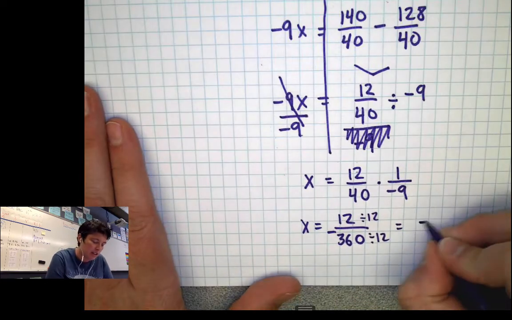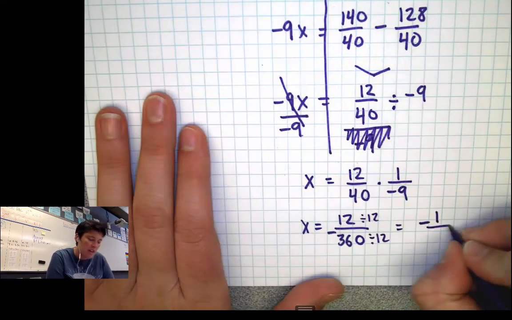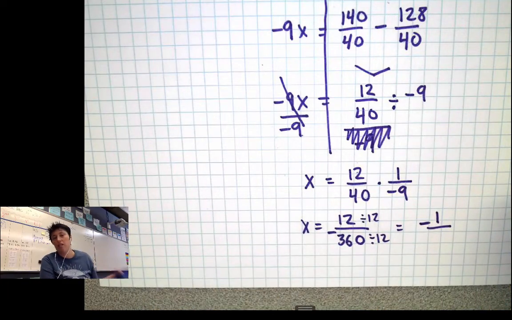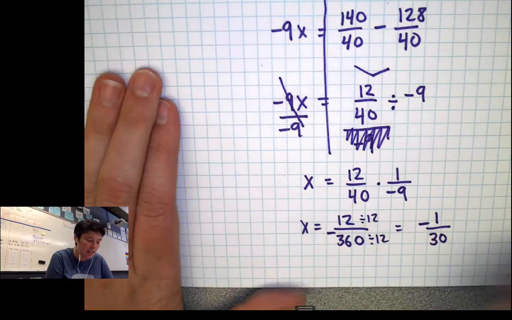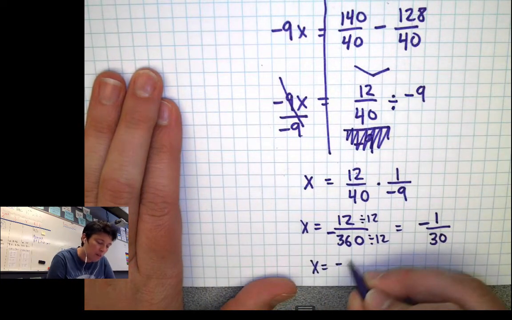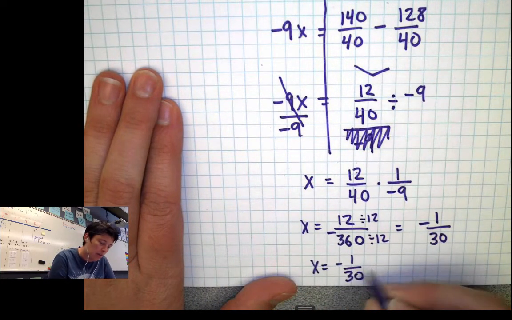And we're going to get a negative. 12 divided by 12 is 1. 360 divided by 12, we just did that in our calculator. We got 30. So final answer. X is equal to negative 1/30. Wow.